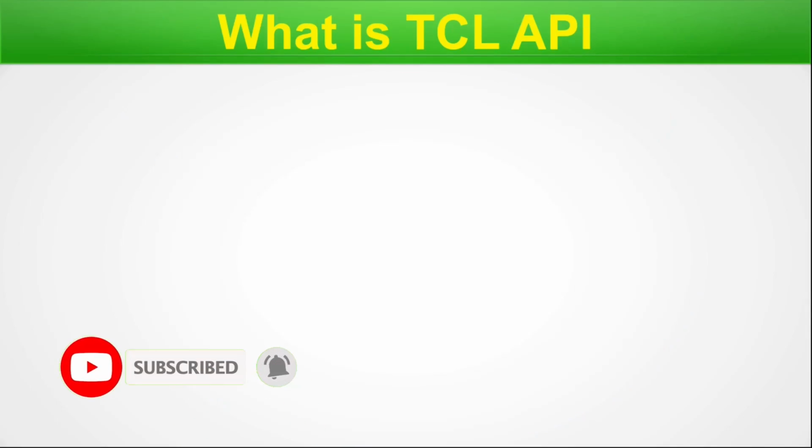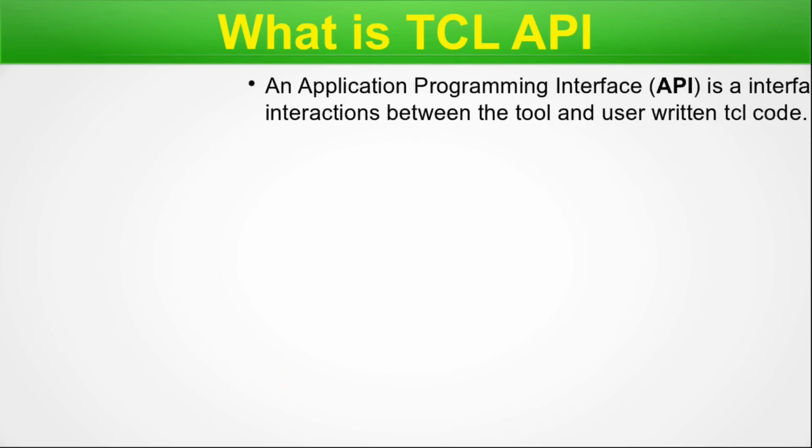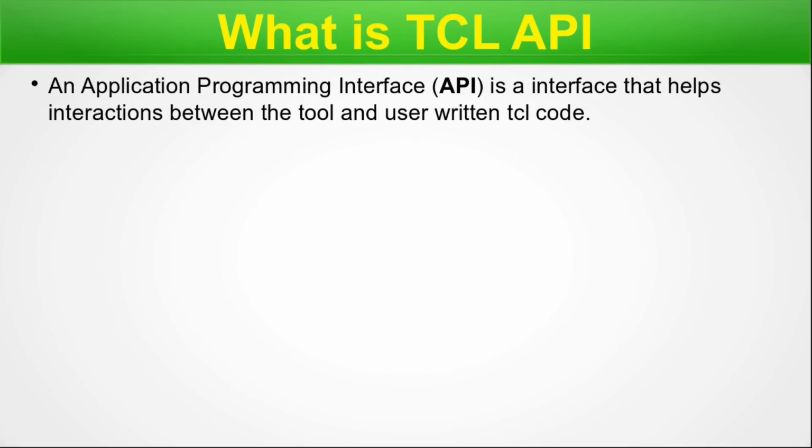So all along we have been talking about API. So what is a TCL API? An application programming interface. API is an interface that helps interactions between the tool and the user-written TCL code. The word interface means there is a layer which allows you to communicate between two different parties. Here the two different parties are you and the design. And the communication happens through your TCL code and the API.